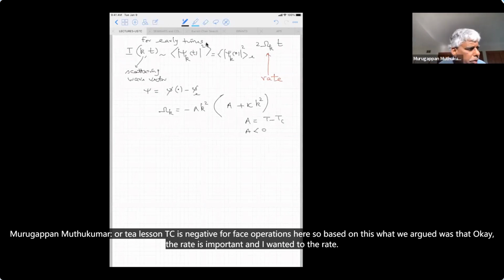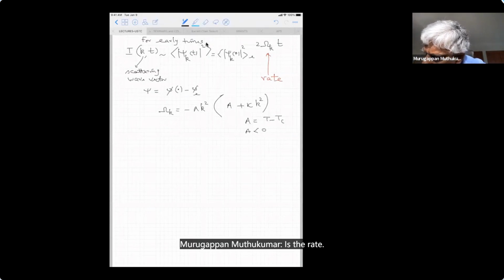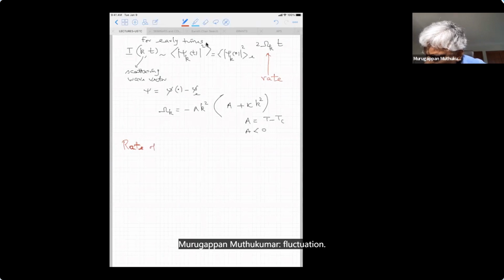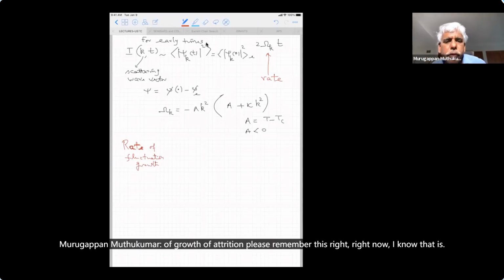So based on this, what we argued was that, okay, the rate, this is important. This is the rate of growth of fluctuation. Please remember this, right? Rate of growth of fluctuation.